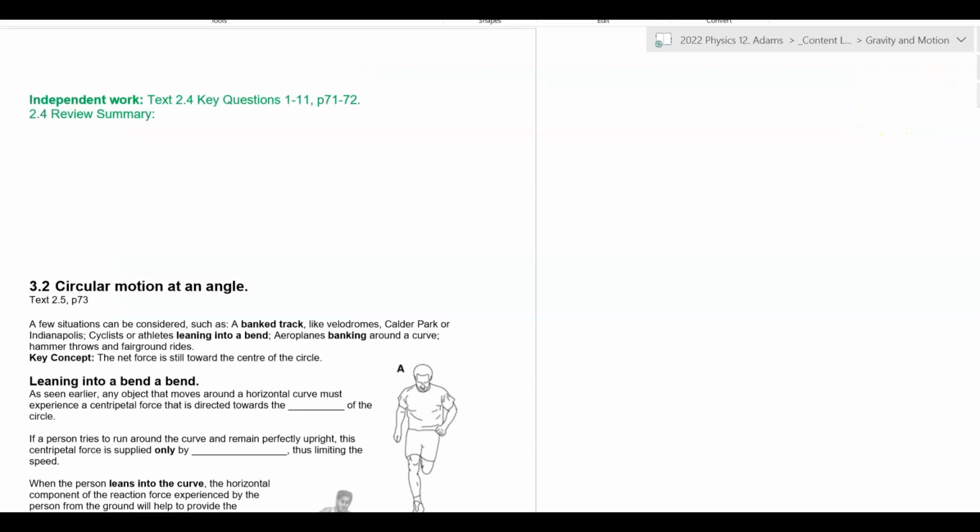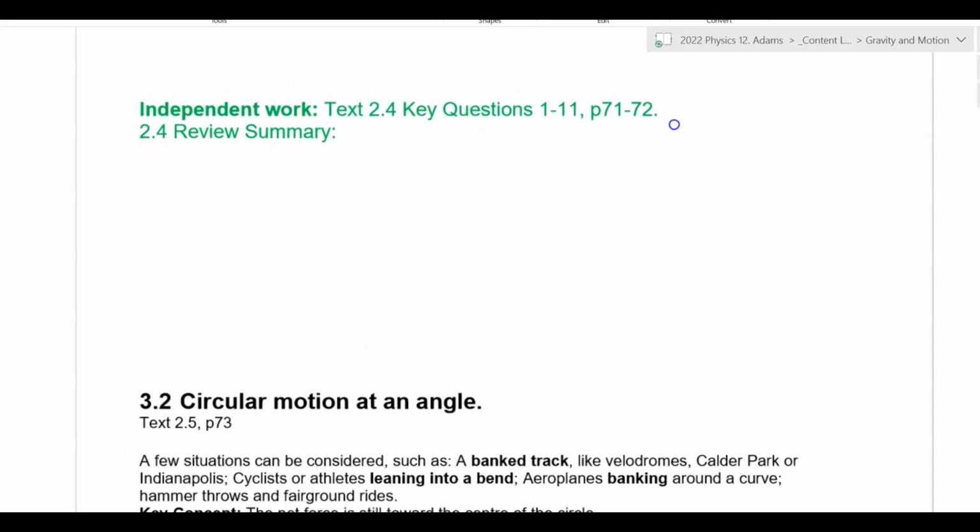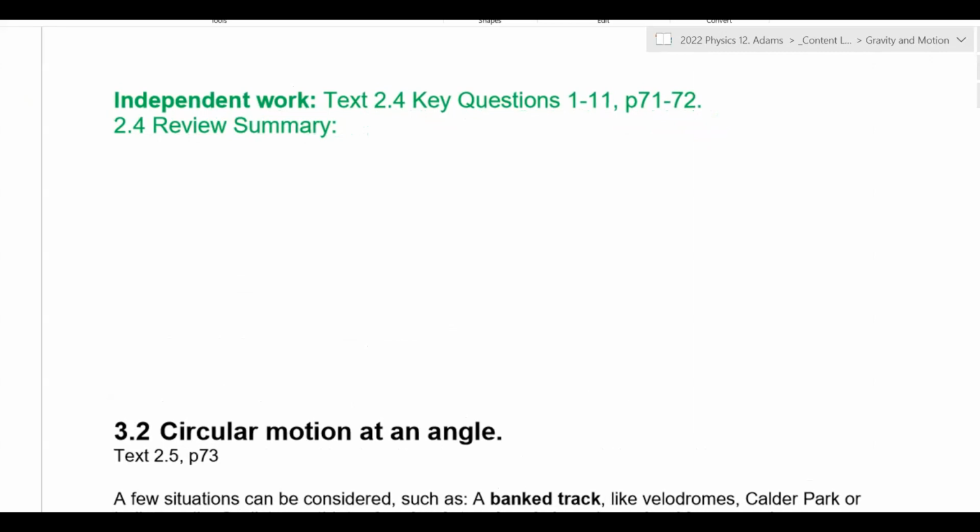Next up, straight off, is continue after you've done that and get on with our independent work. Again, page 71 to 72. It's the end of section 2.4, which is all about horizontal circular motion.